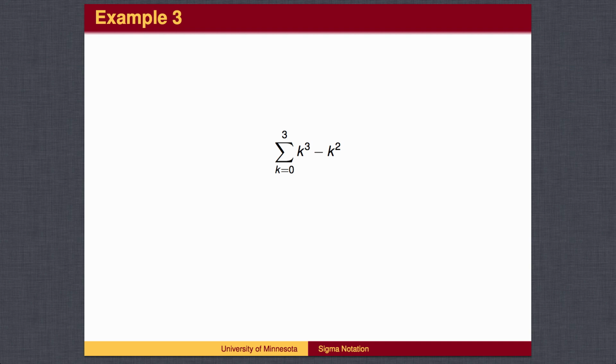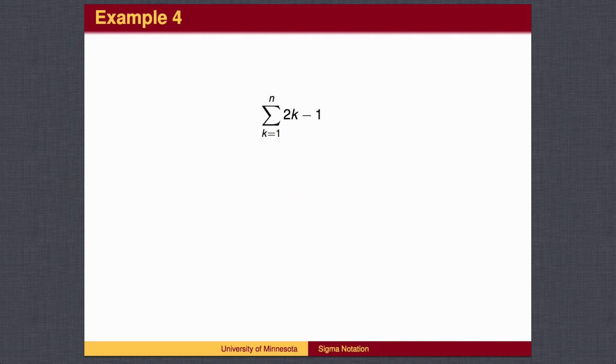Here's an example for you to try. Start by plugging in k equals 0 into the formula, then k equals 1, and so on until k equals 3. Then add the terms together. You may wish to pause the video at this point to work out this problem. The sum of the 4 numbers is 22.